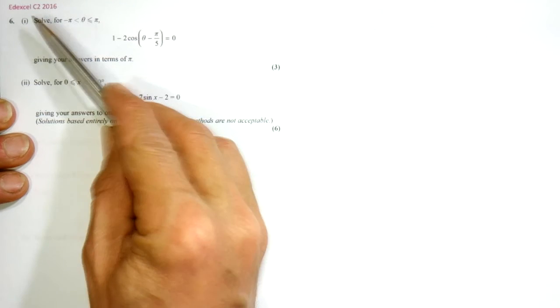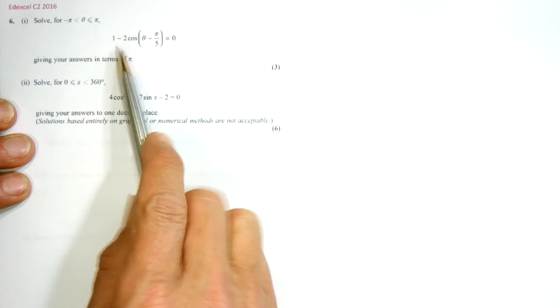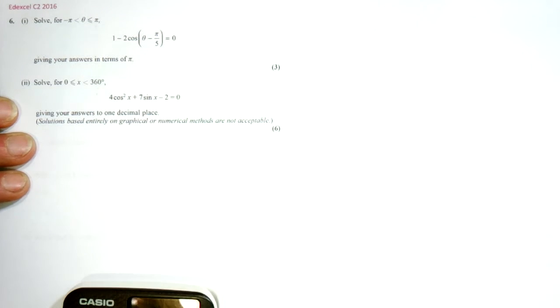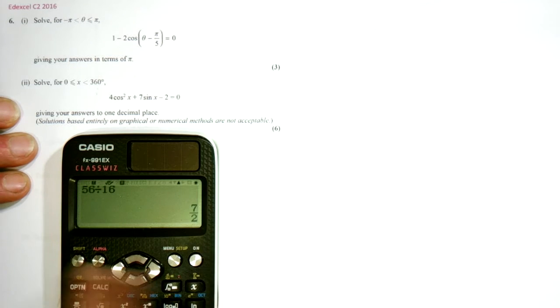Edexcel C2, 2016, question 6. Could be a trig. Oh, it's a trig. Solve this one in radians, solve this one in degrees. So let's do part 1 first.